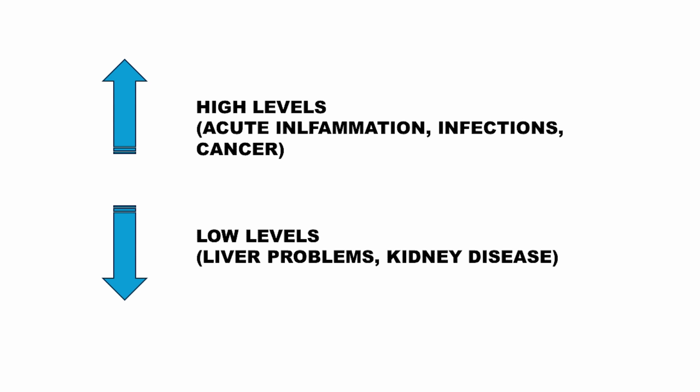High levels often indicate conditions such as acute or chronic inflammation, infections, autoimmune diseases such as rheumatoid arthritis, or even cancers. Low levels can indicate liver dysfunction or kidney dysfunction, such as nephrotic syndrome.